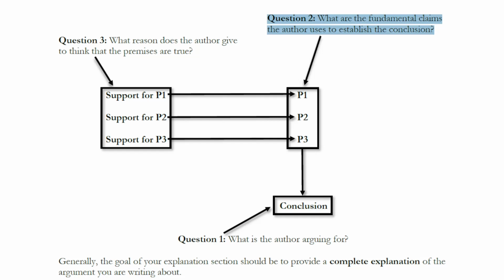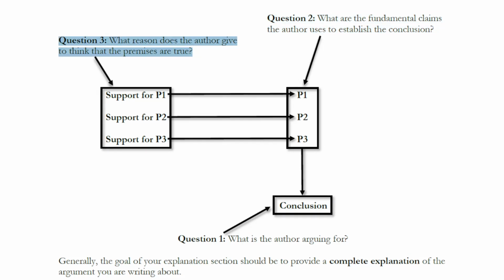What are the fundamental claims the author uses to establish that the conclusion is true? This point should of course be familiar from our previous lesson on logic. The premises are the reasons given for why the conclusion is true. So once we know what the conclusion of the argument is, we next need to ask, what are the premises? Once the premises and conclusion have been identified, there is one final step that is described in question 3.